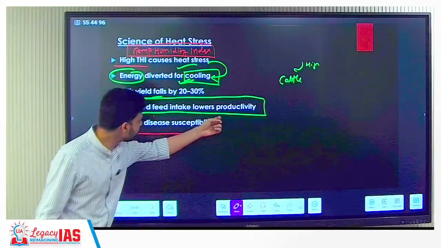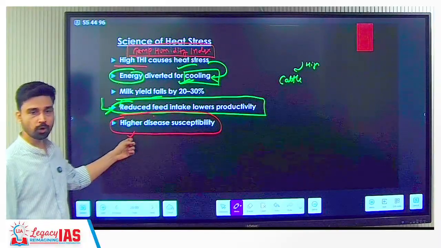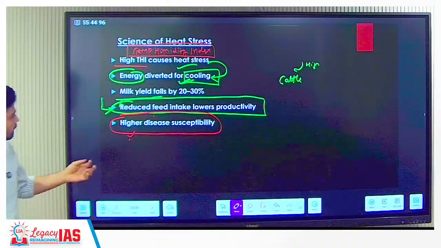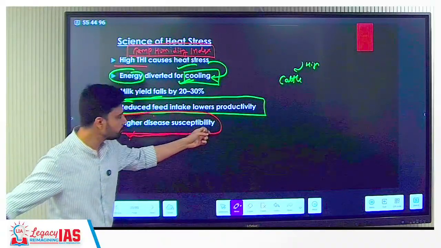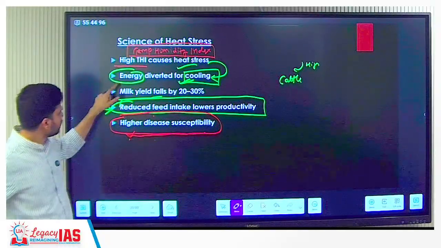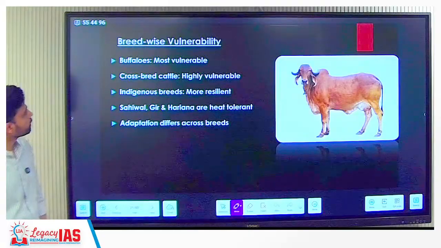Third problem would be what? In such condition, if your body is stressed, you become immunocompromised. The immune system does not work well. That means these cattle would be susceptible to getting disease. Higher disease susceptibility will be there. So in these three ways, we can say the milk production can decrease.